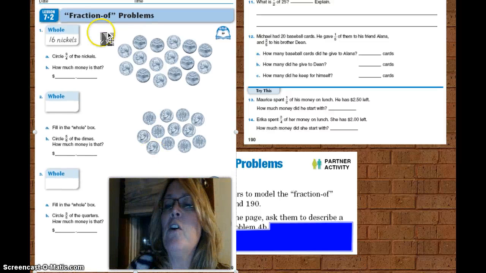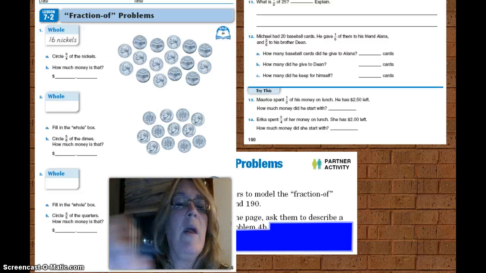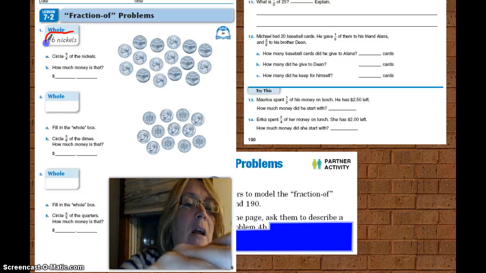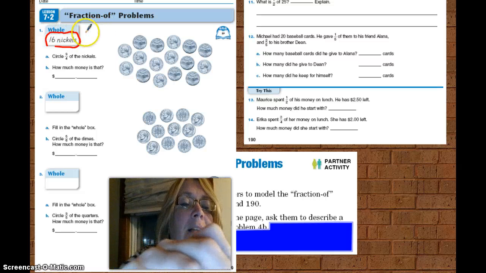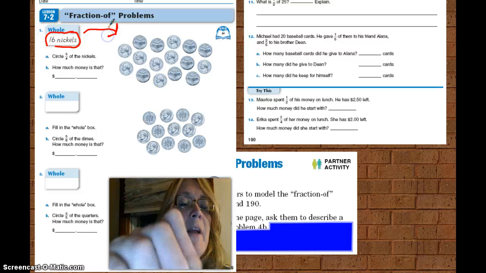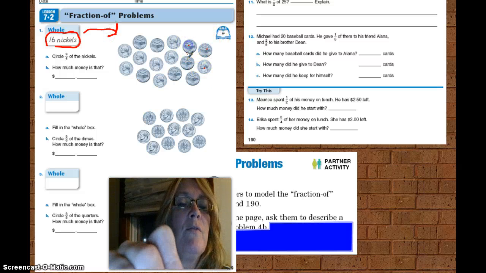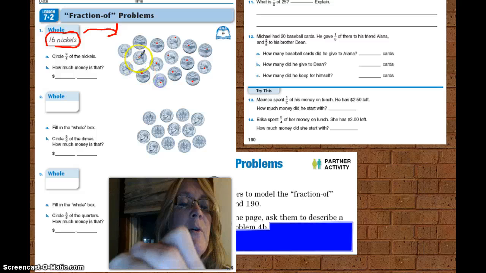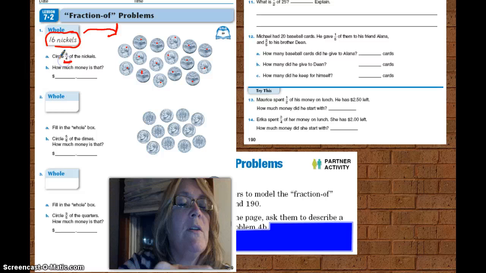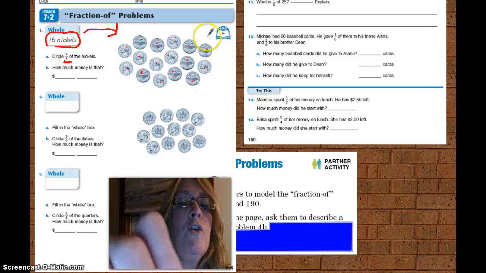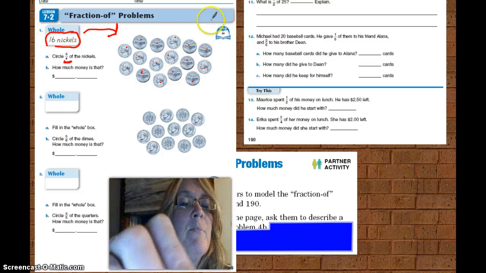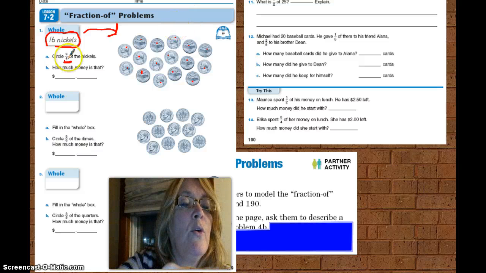So notice you're first going to be filling in what is the whole. And here it's showing you it's 16 nickels, because that's how many nickels are on the page if we count them. 1, 2, 3, 4, 5, 6, 7, 8, 9, 10, 11, 12, 13, 14, 15, 16. It says to circle 3/4 of them. Now, you could draw circles around them and break them into 4 groups, because that's what you do with the denominator, but we'll only count those 3.